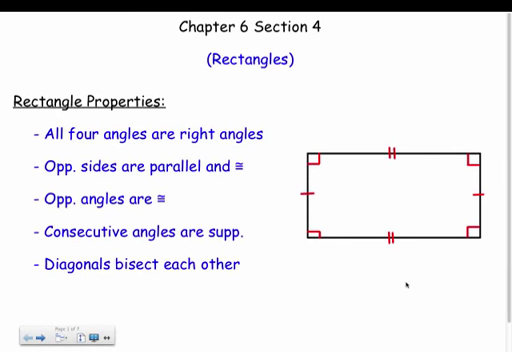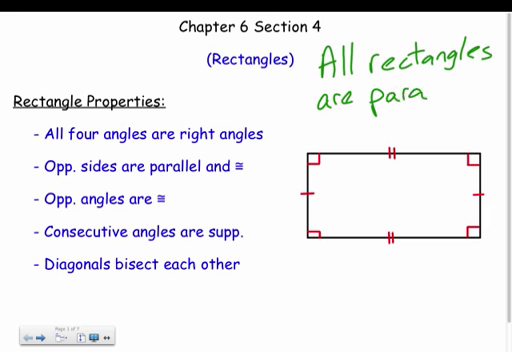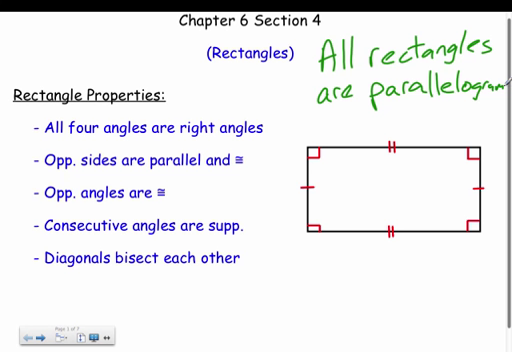Everybody's favorite, rectangles. Well, first thing about rectangles, we just got done with parallelograms. All rectangles are parallelograms. And why is that? Well, that should be necessary. Opposite sides are parallel and congruent. So if I look at a rectangle, I have opposite sides that are parallel and opposite sides that are congruent.